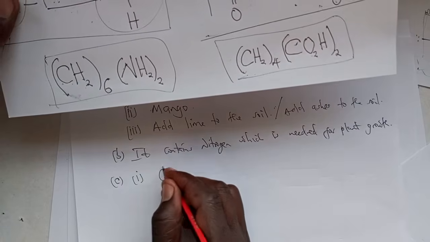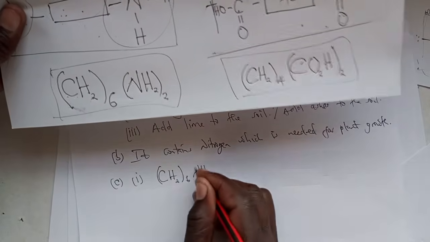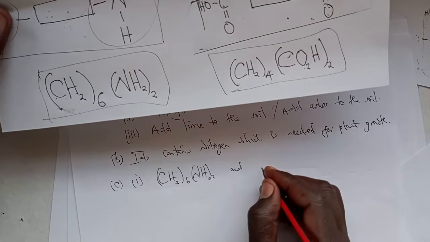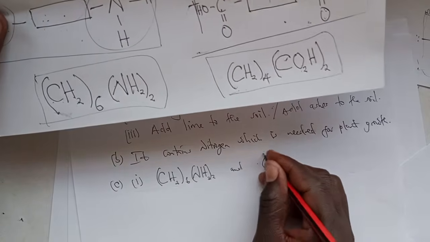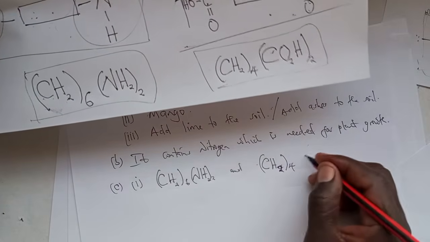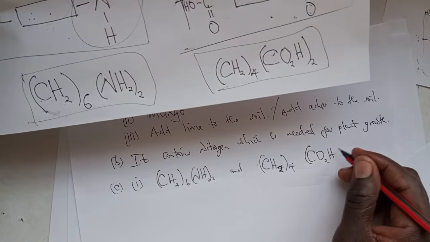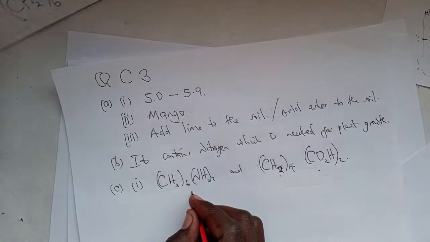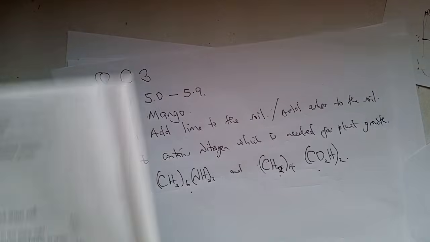CH2 in brackets 6, NH2 in brackets, and remember this is diamine. And then you also have CH2 in brackets, so that you have a 4 there, then you have CO2H in brackets. So this is dioic, this is diamine. This is the deduced chemical formula of the 2 monomers of nylon.